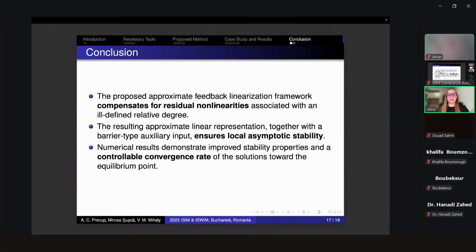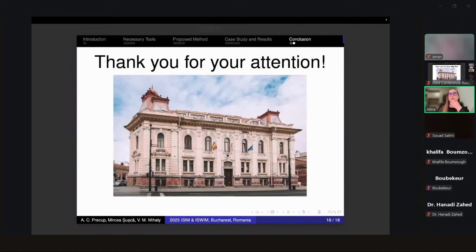Let me conclude. We have proposed an approximate feedback linearization framework that can handle systems with an ill-defined relative degree. The resulting closed-loop system ensures local asymptotic stability and allows us to shape the convergence rate directly through the eigenvalues of that linear model. The ball and beam example shows improved stability properties and effective control of the convergence toward the equilibrium point. Well, thank you very much for your attention.